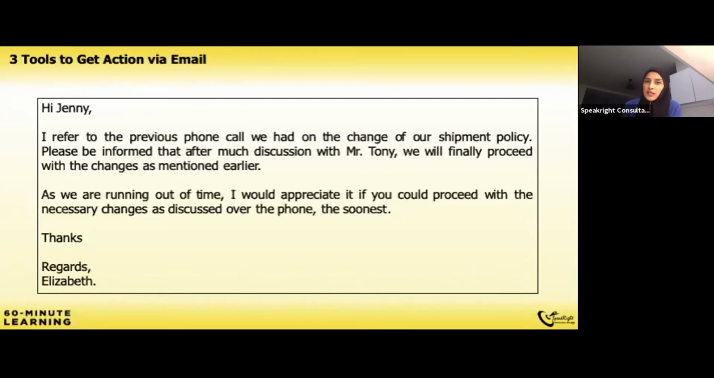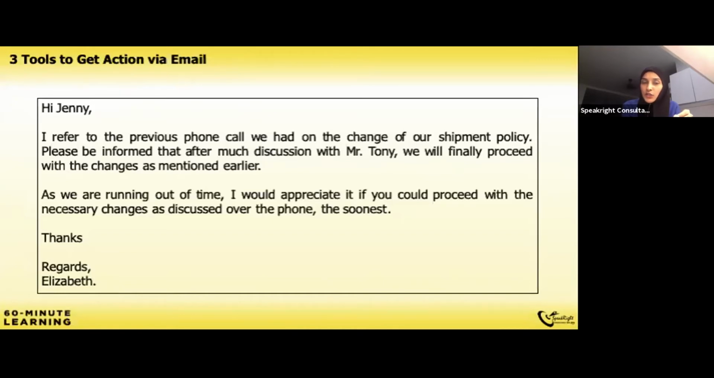So this is a very typical, a very common email that we get in our mailbox. And as I mentioned just now, there are some issues in the way Elizabeth writes that might cause her not to get the response that she wants. So how do we craft an email which is not like this? How do we craft an email so that we can get the response that we want?